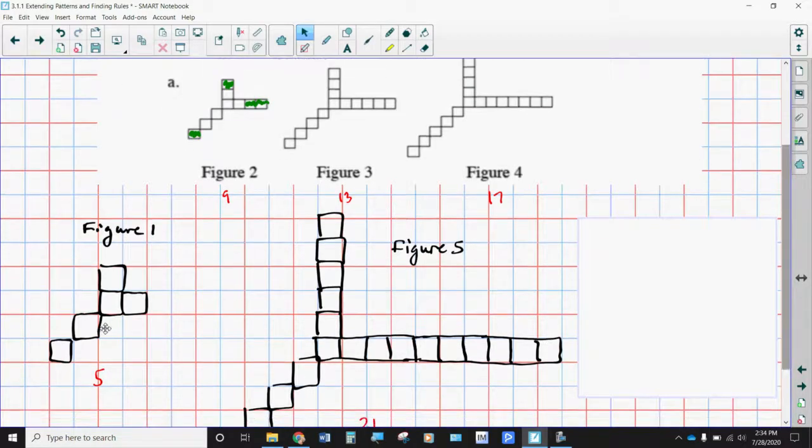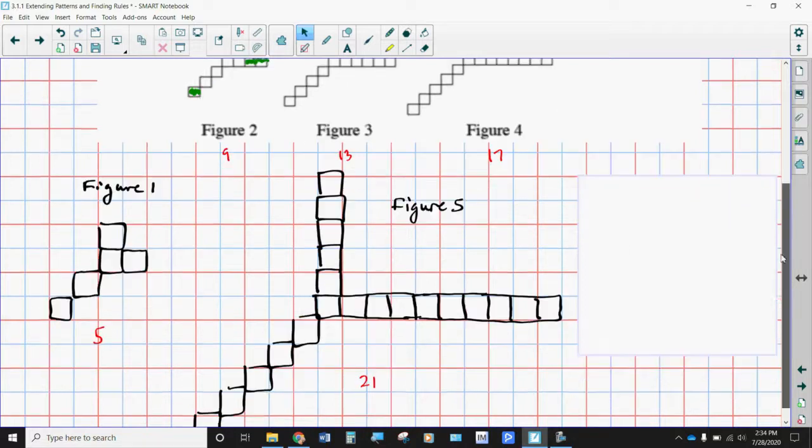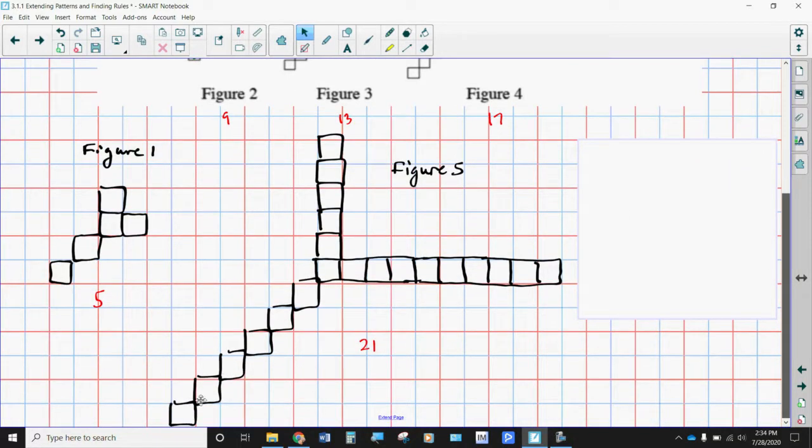And the prediction, if these are growing by 4, the next one, figure 5, should have 21 total tiles. So let's just go ahead and count 1, 2, 3, 4, 5, 6, 7, 8, 9, 10, 11, 12. We've already counted this one, so we're going to move to this one, 13, 14, 15, 16, 17, 18, 19, 20, 21. All right, so now for the patterns of growth.